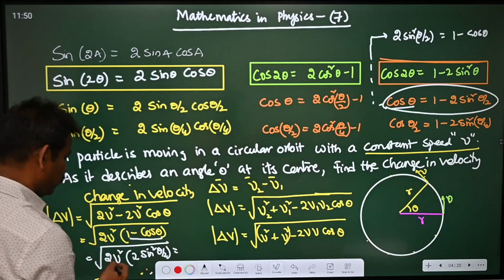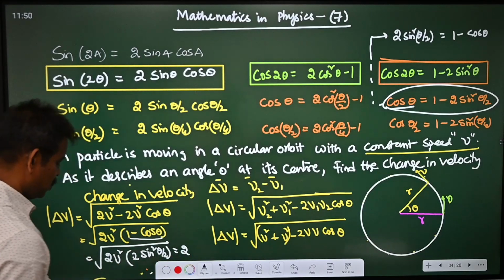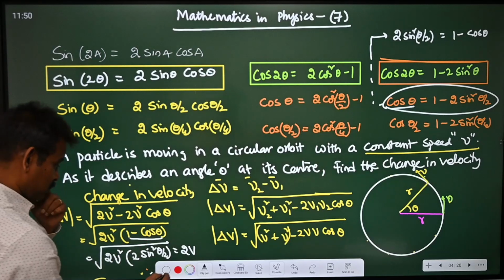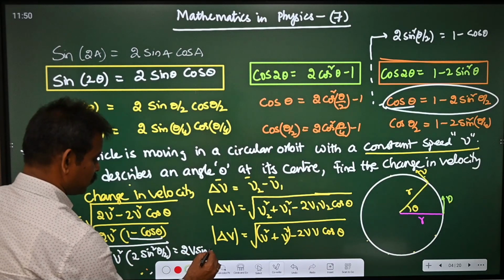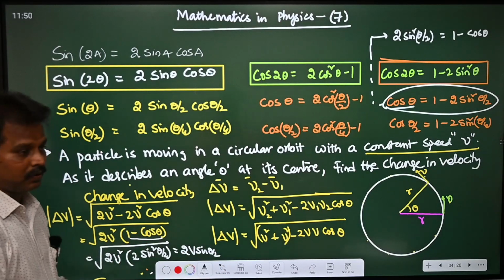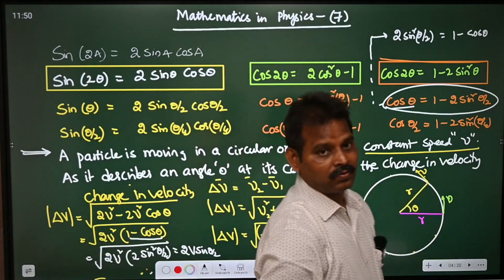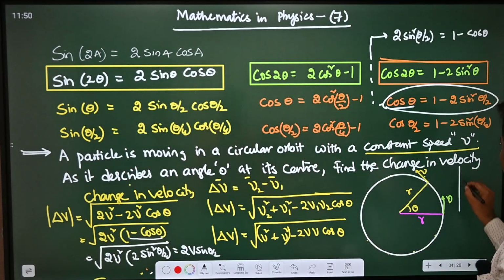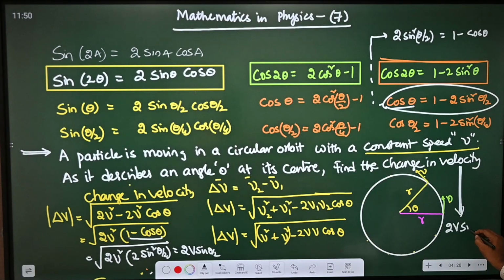That is 4 under root is 2. V square under root is v. Square under root is sin theta by 2. So the answer for this question is, find the change in velocity. The change in velocity is 2v sin theta by 2. So the answer for this question here is 2v sin theta by 2.